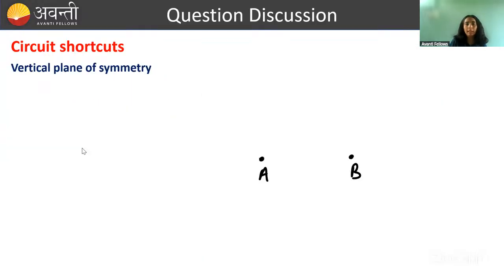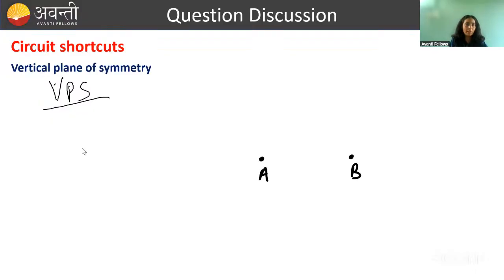Then there is the vertical plane of symmetry, shortcut VPS. Okay, and this is more helpful. Mostly questions get solved using the vertical plane of symmetry. We should know both according to the situation. We should use whatever fits in easily to the question. Okay, so what is the vertical plane of symmetry?